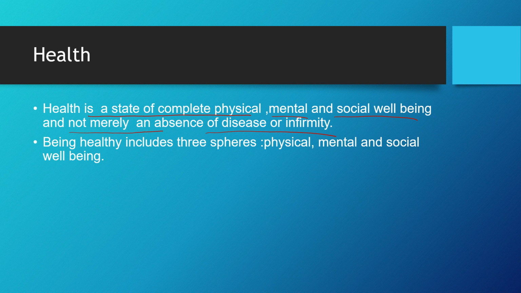Now, what does it mean to be healthy? If we say that he is a healthy person, it means that he is in a state of complete physical, mental and social well-being, and he is not carrying any disease or infirmity in his body. It includes three phases actually: physical health, mental health and social well-being. If these three states are all in a proper, balanced state, then only do we say that a person is a healthy person.